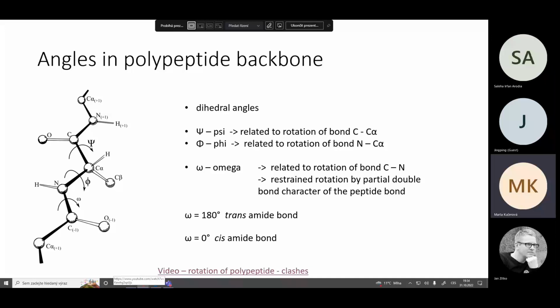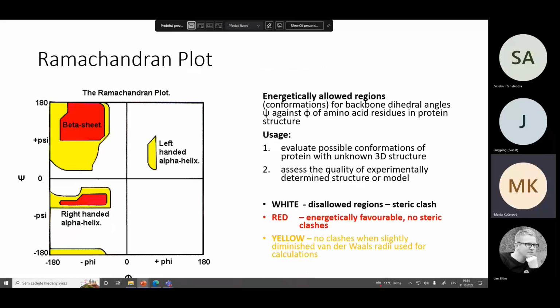So from this movie, we can derive that there are some favored angles of psi and phi angles, and it never happens that it would be 0.